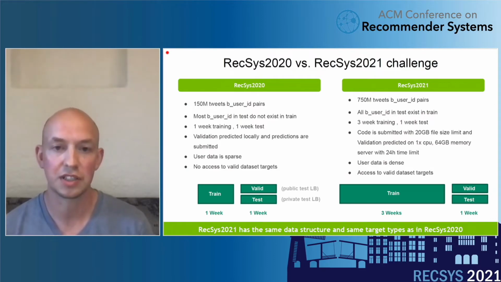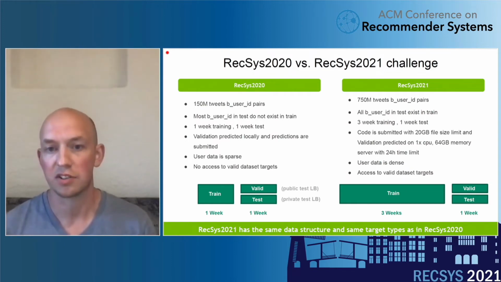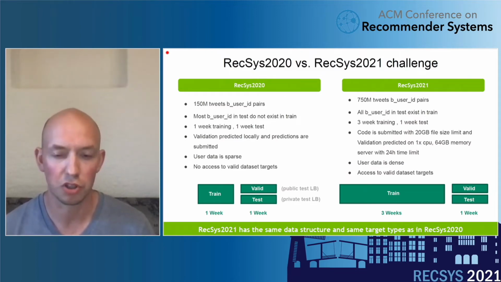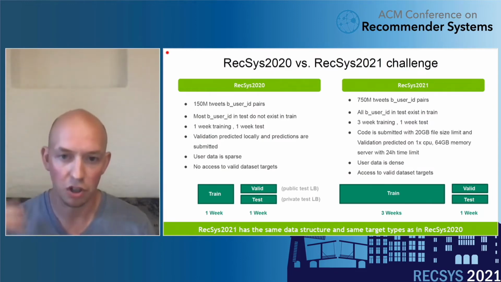I think the biggest difference was the inference restriction: we had to submit code, which could be 20 gigabytes in file size. We had only a single CPU and 64 gigabytes of memory, and had to do the prediction of 1450 million tweets in 24 hours. And this drove all our design decisions, which I will talk about in this presentation.